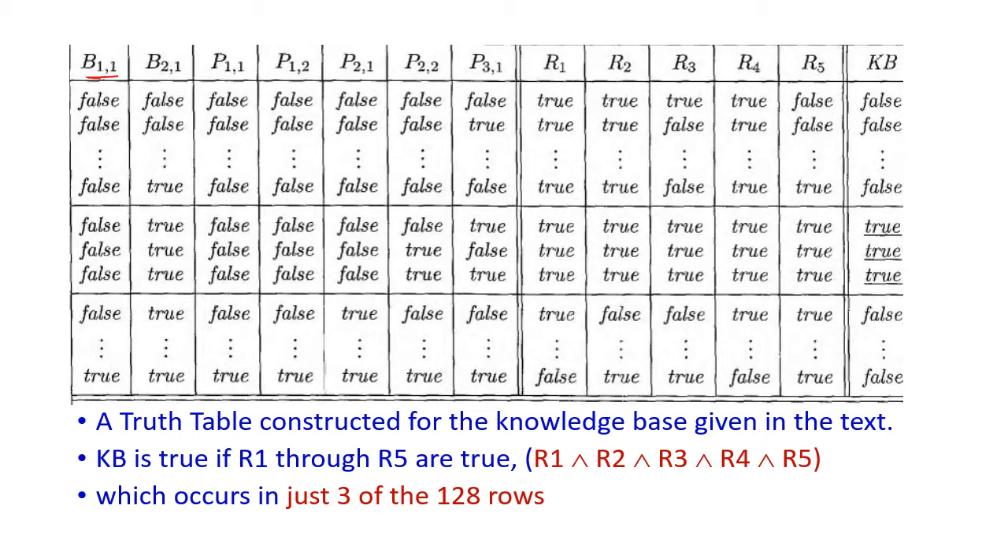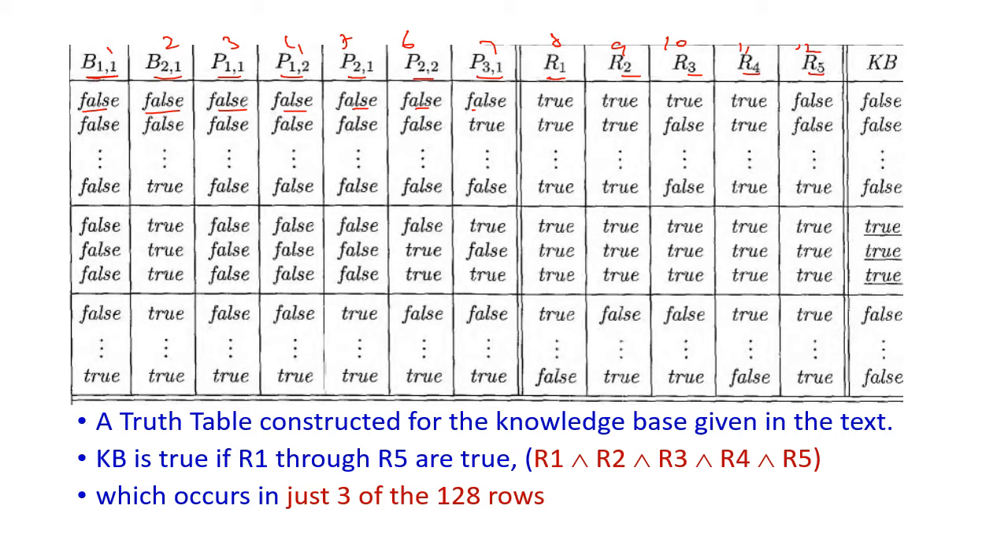So B1,1, B1,2, P1,1, P1,2, P2,1, P2,2, P3,1. After that we have 5 sentences, isn't it? R1, R2, R3, R4 and R5. So with these things we try to give all possible combinations of true and false values. So 1, 2, 3, 4, 5, 6, 7, 8, 9, 10, 11, 12. So totally 12 columns will be there.